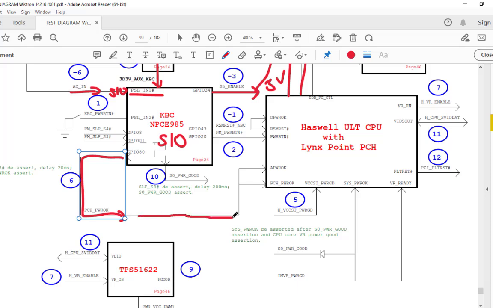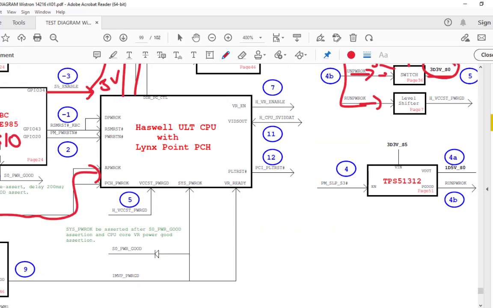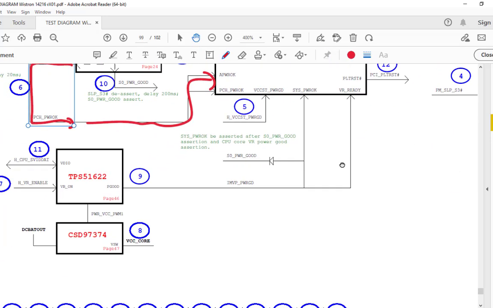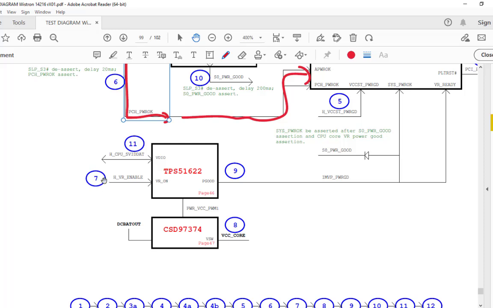This signal, PCH power, goes to the CPU saying all powers are okay, now you can turn on the CPU core voltage. That is the meaning of this signal. Once the CPU gets the PCH power signal, it turns on the core voltage with the VR on signal. Step number 7 is called the VR enable or VR on signal. When this signal is generated, after that the core voltage will be generated here.